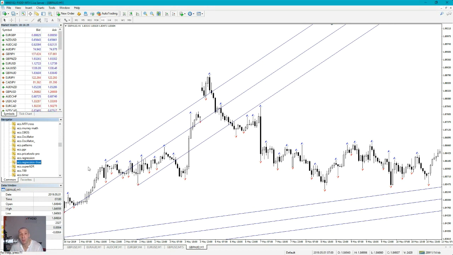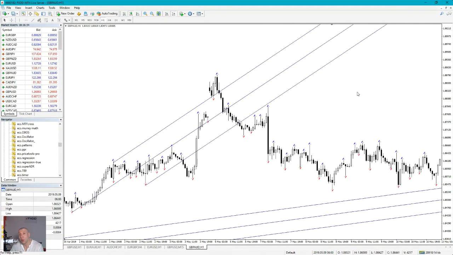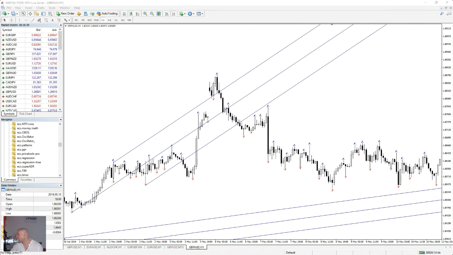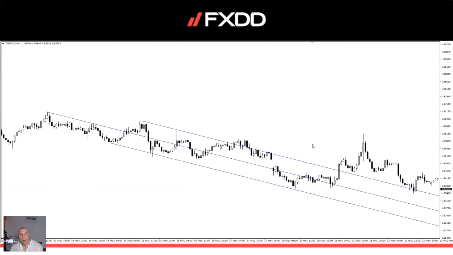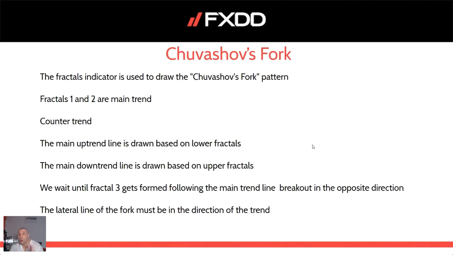But before we move on to that one, let me go to Chuvashov's fork. Okay, and then you will see the difference. We need to cover Chuvashov's fork. Okay, so Chuvashov fork, we use fractals in this. Fractals indicator is used to draw Chuvashov fork pattern.